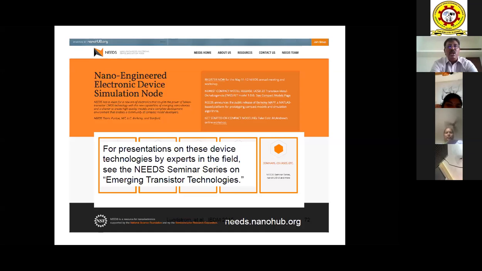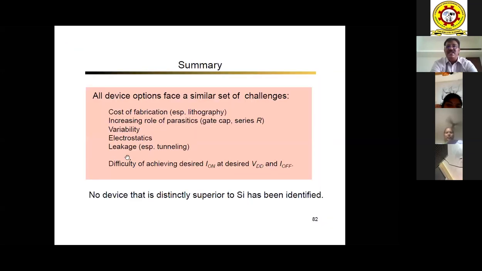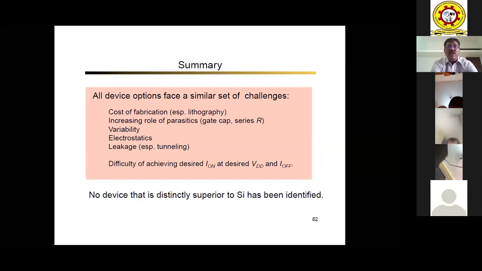To summarize, all device options face a similar set of challenges, right? Cost of fabrication, lithography. So that's the reason nowadays everything is on virtual fab, no more physical fabs. Increasing role of parasitics, okay, gate capacitance and series resistance, variability, electrostatics, and leakage, especially in tunneling. Difficulty of achieving the desired Ion/Ioff ratio and reducing VDD. No device that is distinctly superior to silicon has been identified as of date.